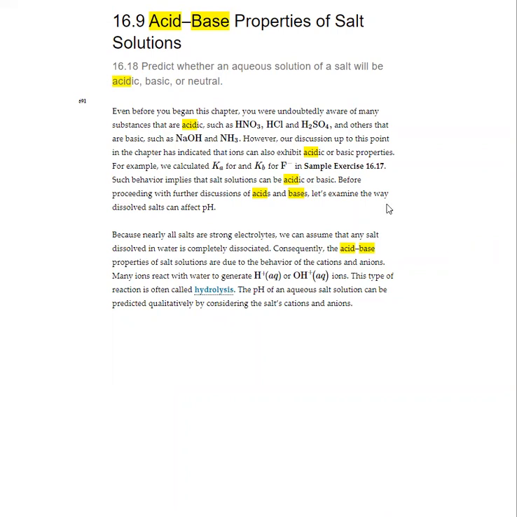Okay, section 7, acid-base properties of salt solutions. So this is just a culmination of all the knowledge from the previous sections. The type of reaction is called hydrolysis. Hydrolysis is ions reacting with water to generate H plus and OH minus. pH of an aqueous salt solution. Okay, so in this section, we're basically going to go through the steps of determining if an aqueous salt, so a salt that's in water, is going to make the solution more acidic, more basic, or if it's not going to change it at all.